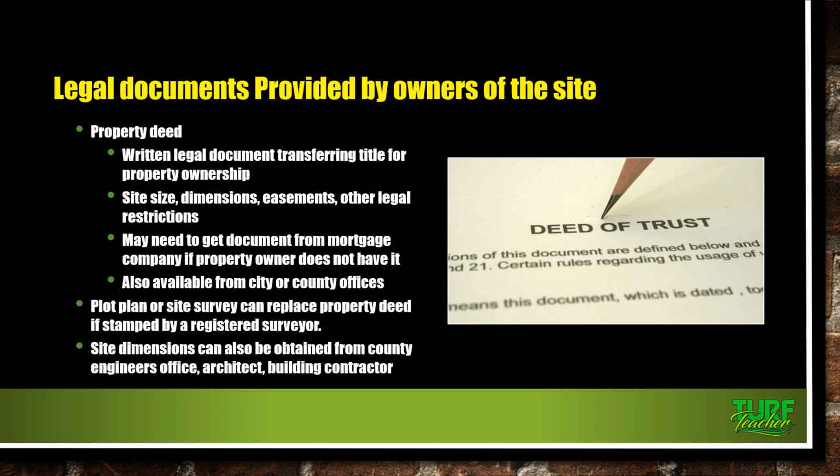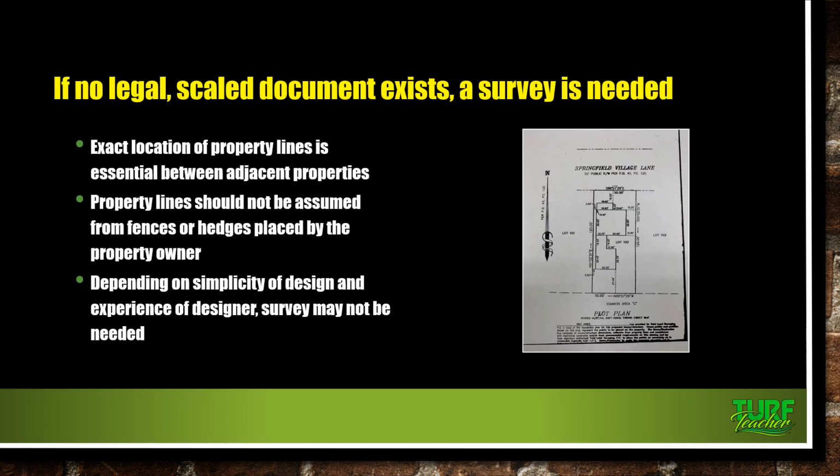But site dimensions can also be obtained from the county engineer's office, the architect, or even the building contractor, if that building contractor wants to give it to you. But like I said, guys, their site plan will be in the job site box. Take a picture of it with your phone and then come back to the office, print it off, and then blow it up to the scale that you need. Or put it in Dynascape software. It's real easy to do.